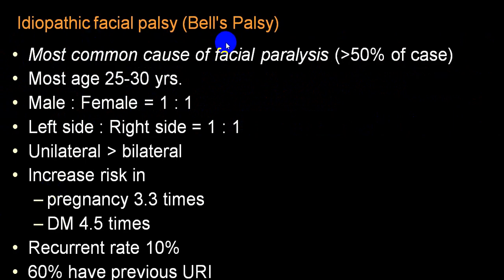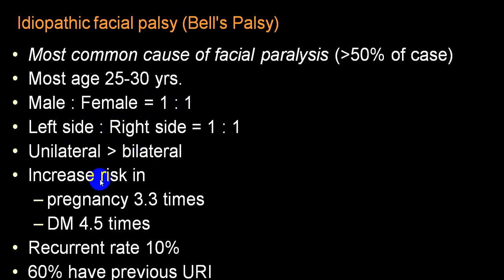The most common cause of facial nerve palsy is Bell's palsy. It almost accounts for 50% of the cases of lower motor neuron facial palsy. Age is between 25 to 30 years. Male to female ratio is almost 1:1. Both sides are almost equally involved, either left or right. But a good number of times it is unilateral, more common than bilateral.